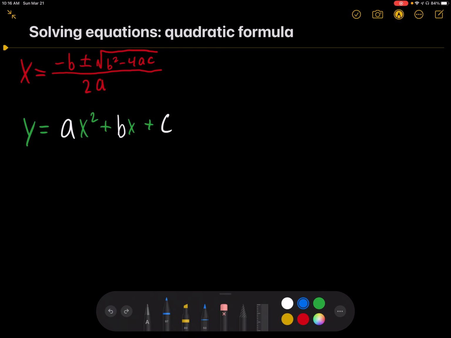So let me show you how to use this formula. I'm going to leave it to yourself to memorize it. I would really recommend memorizing it because it's going to be useful and you're going to need it in the future. But I'm going to show you how to use it with a problem right here. An example of a problem you'll need it on is x squared plus 5x minus 7 equals 0.